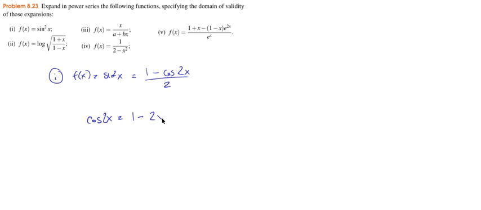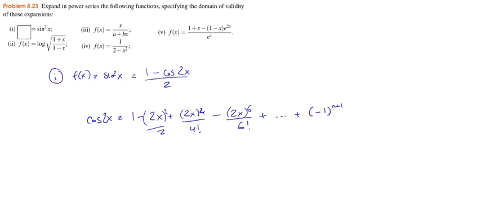The cosine of 2x is 1 minus 2x squared divided by 2 factorial, plus 2x to the 4th divided by 4 factorial, minus 2x to the 6th divided by 6 factorial, and in general you have minus 1 to the n times 2x to the 2n, divided by 2n factorial. That's the series expansion.